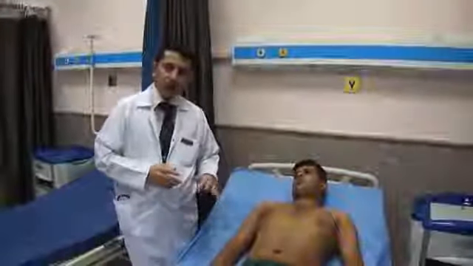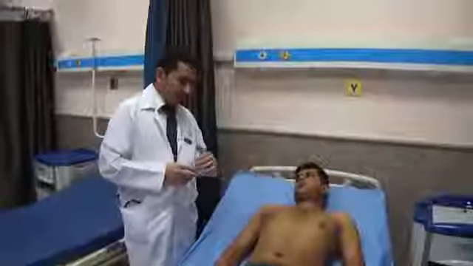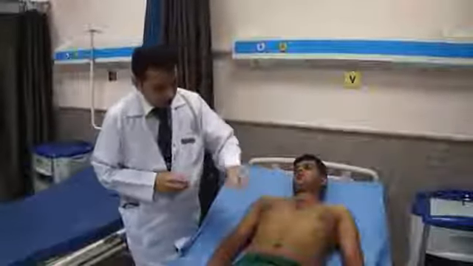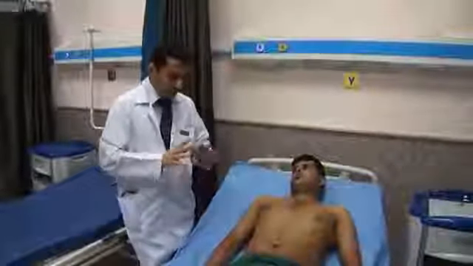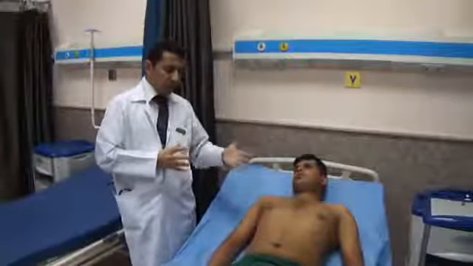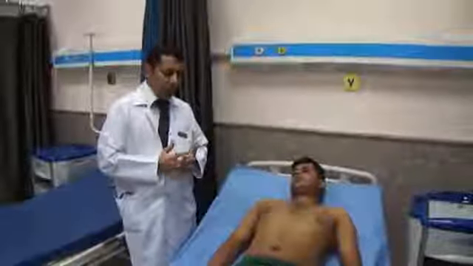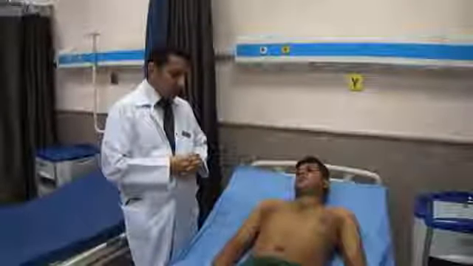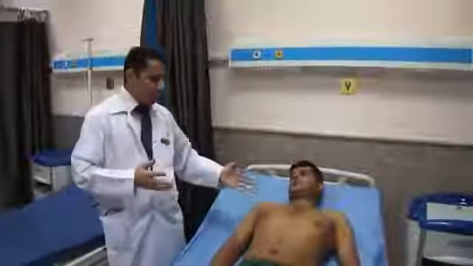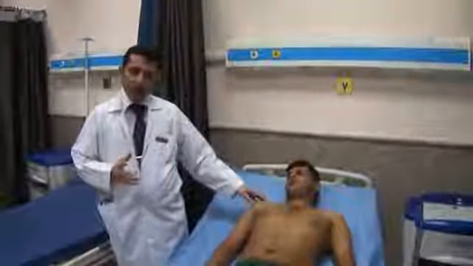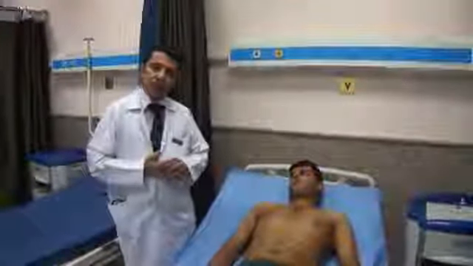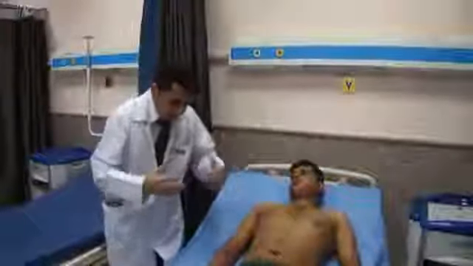In addition to that, there must be no deviation or bending, either laterally or forward. If all these parameters are present in a chest, we can label it as a normal shape of the chest. What are the abnormalities involving the shape of the chest? One of them may be scoliosis, that's to say a lateral bending. Second one is kyphosis, that's to say forward bending.